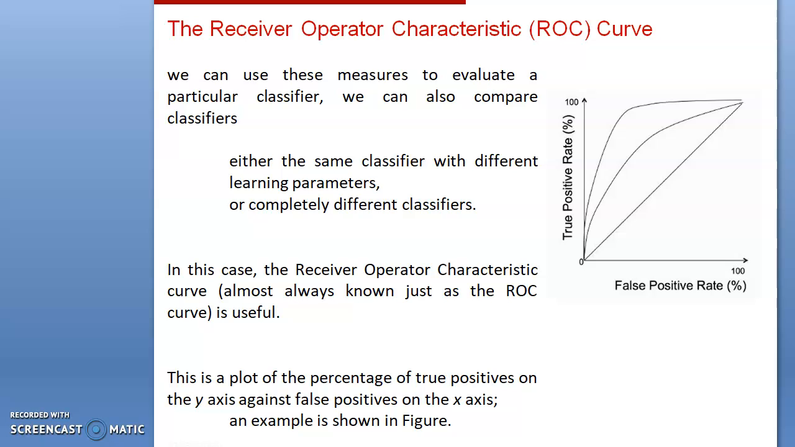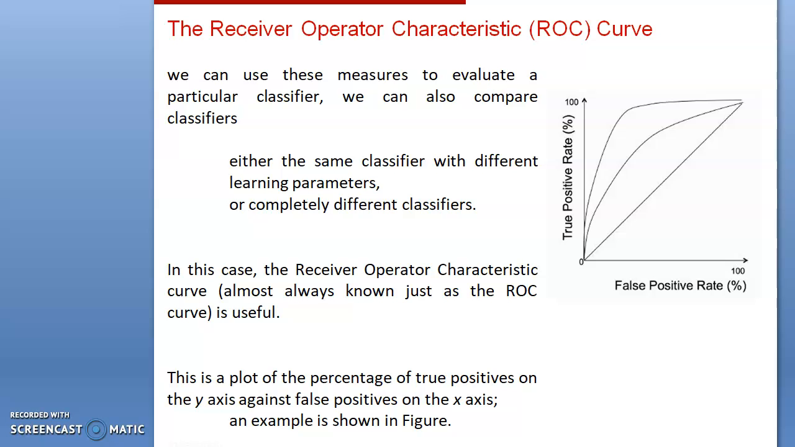On the x-axis, we take the false positive rate. On the y-axis, we take the true positive rate. So we draw the graph of false positive rate versus true positive rate to compare the classifiers. For comparing the classifiers, it can be either the same classifier with different learning parameters or completely different classifiers. This is not only for different classifiers but also for the same classifier with different parameters for optimization.